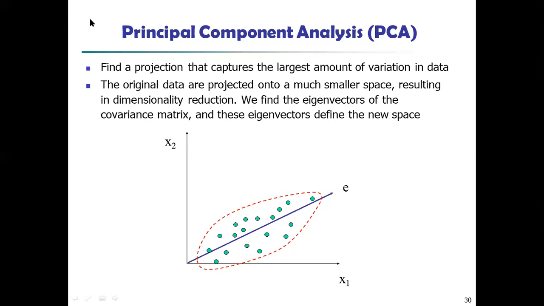So see this diagram, which shows how to find the projection that captures the largest amount of variation in the data. The original data is projected onto a much smaller space, resulting in dimensionality reduction. You can find the eigenvectors of the covariance matrix, and these eigenvectors define the new space. For example, the dots represent the data. All the data you have to combine, or represent as one cluster, that is represented by principal component analysis. So in this diagram, that is the eigenvector. In the middle of the points we have to represent the eigenvector of these data values. So that is the e value we have to find out in principal component analysis. That is the PCA.